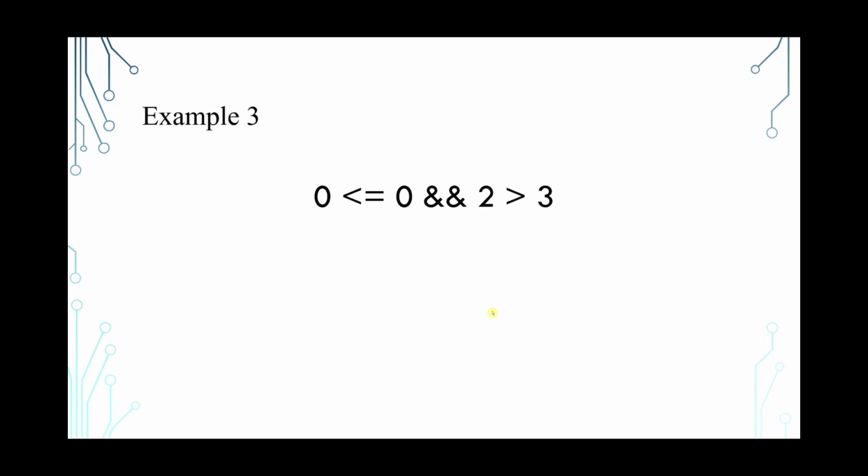Okay, what about this one? 0 less than or equals 0. That is true. Then 2 greater than 3. That is false. Since you have AND, you need both of them to be true to get to the true, but you don't have both of them true. So this is definitely false.